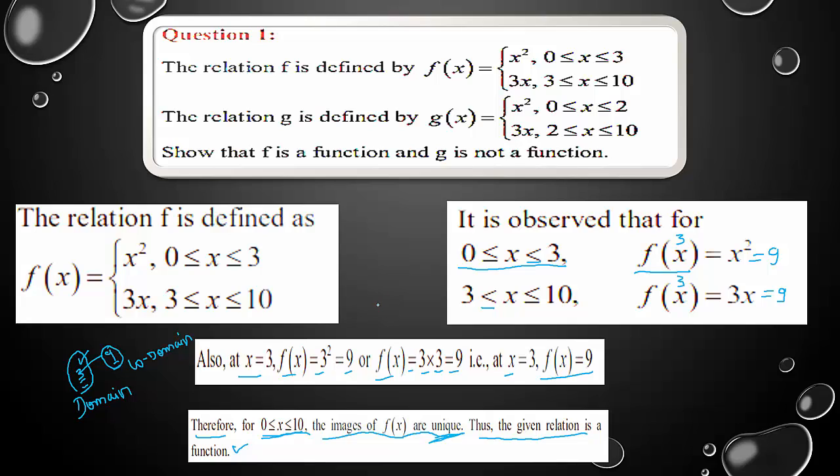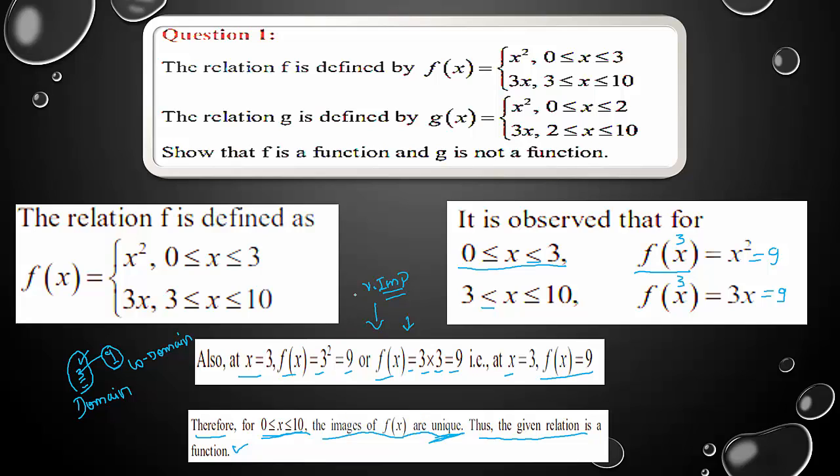So remember that this particular step is very important. I have solved it with the sketch pen also, and it is present in the slide also. So you just take a note of this, and from this you can understand that all the elements in between 0 to 10 have a unique image. Thus the given relation is a function.